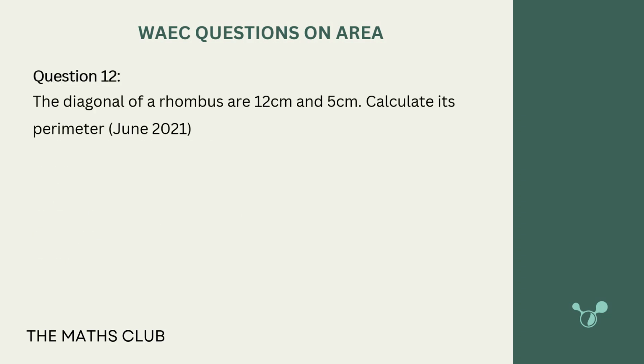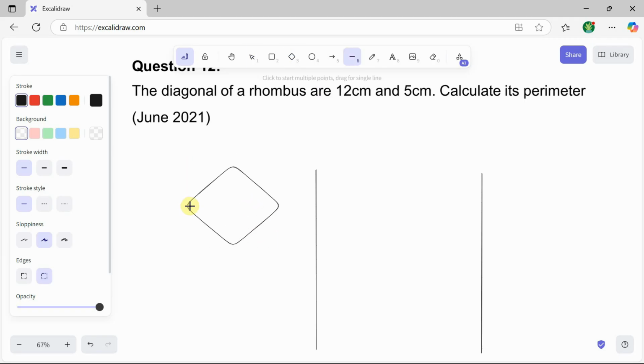Question 12 says that the diagonals of a rhombus are 12 centimeters and 5 centimeters. Calculate its perimeter. This is from June 2021. So we have our rhombus here, and we have the diagonals. Let's say this is the first diagonal, and this one is the second diagonal.